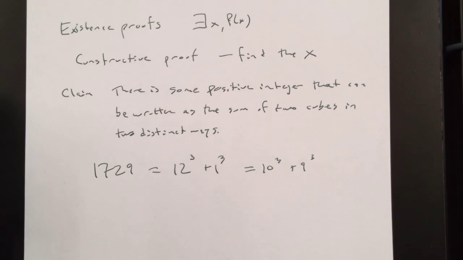Now, the problem is, if I want to solve this, how do I show that this is the smallest number that works this way? I have to show you can't do it from 1 to 1,728. But it is possible to write non-constructive proofs.